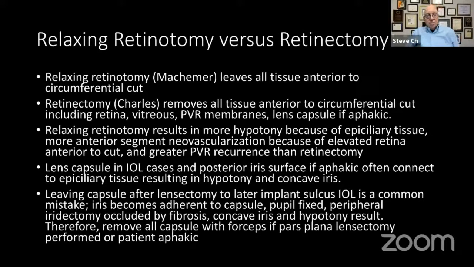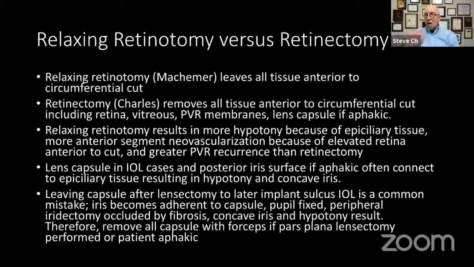So again, I don't want to emphasize any point in this. I've already covered it, except the bottom point, and that is, don't do a lensectomy and then leave the capsule to put in an IOL in the sulcus at a later date. Simply do not do it. Why? The capsule sticks to the peripheral vitreous. It sticks to the back of the iris. The iris becomes concave. The pupil's fixed. The intraocular pressure is low because of epithelial tissue. A very bad idea. It's very commonly done.